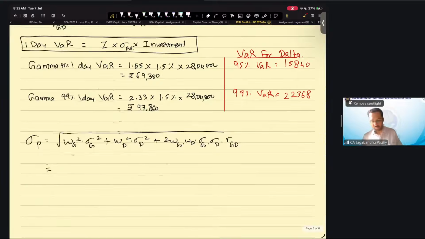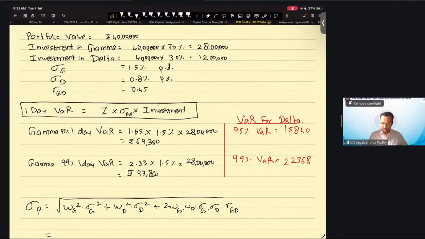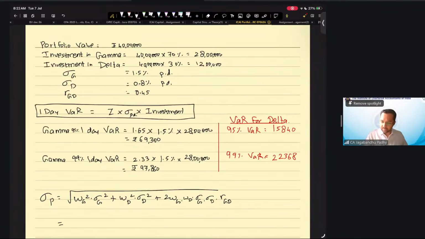Okay. So I think we have got the numbers for this. Weightages are 0.7, 0.3, right? Standard deviation is 1.5, 0.8. And we have the correlation. So can you calculate the standard deviation of portfolio?